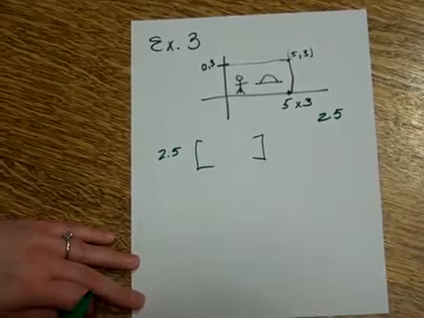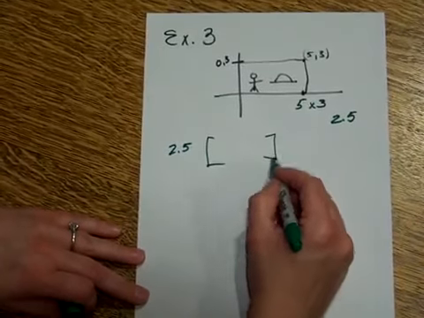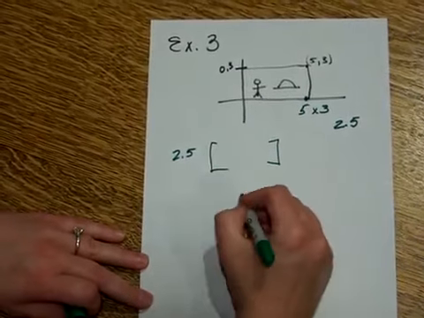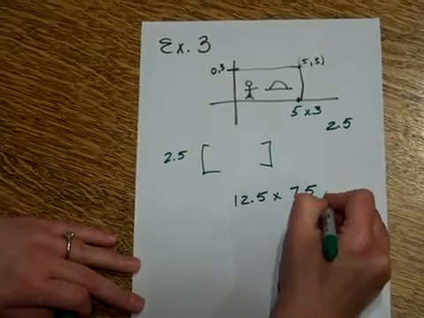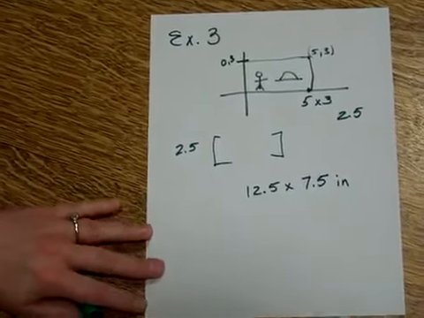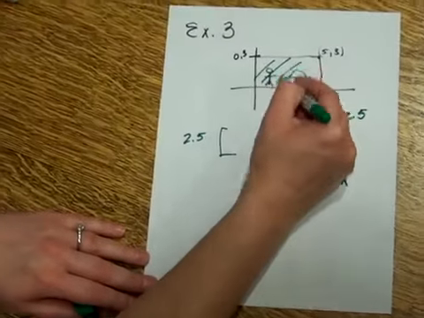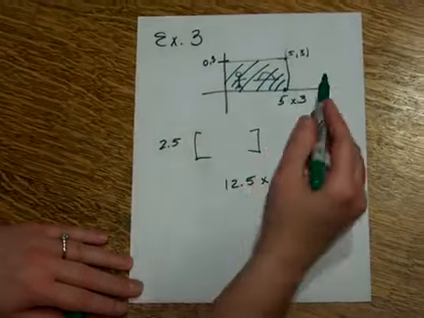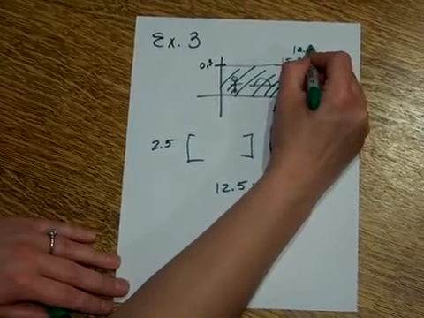And you can see that there in your book. I'm not going to take the time to work that out there. But our new dilated photo is going to be 12.5 by 7.5 inches. Now that's not what they're wanting us to find. That's fine that we found this new area of this photo, which would be 12.5 by 7.5.